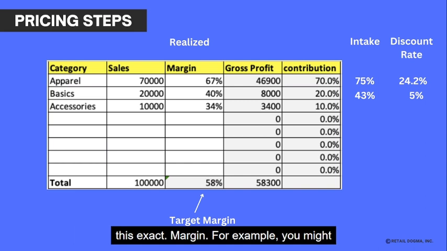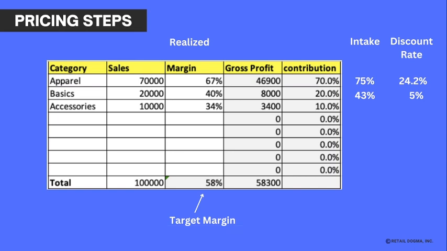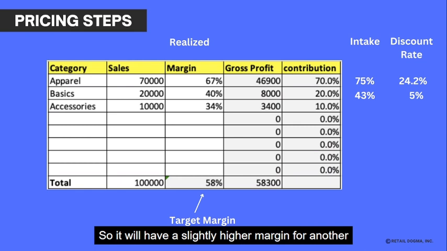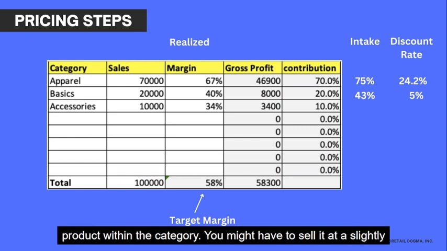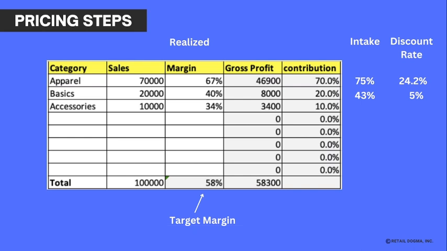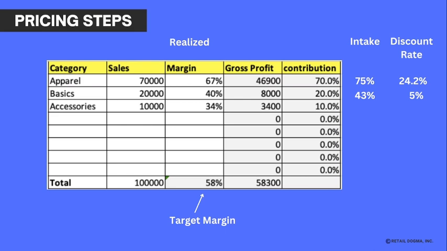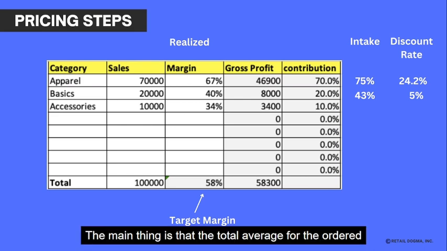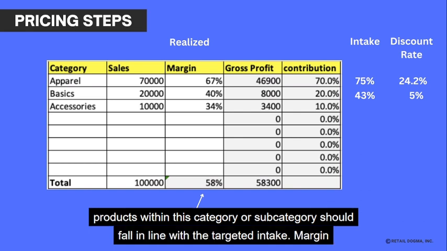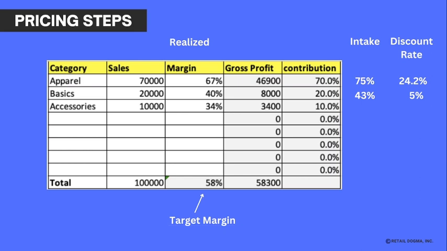For example, you might have one product that you get a discount on from the supplier and now can get a much higher margin on it, so it will have a slightly higher margin. For another product within the category, you might have to sell it at a slightly lower margin because of the competition, so it will have a slightly lower margin. The main thing is that the total average for the ordered products within this category or subcategory should fall in line with the targeted intake margin you determined for it.